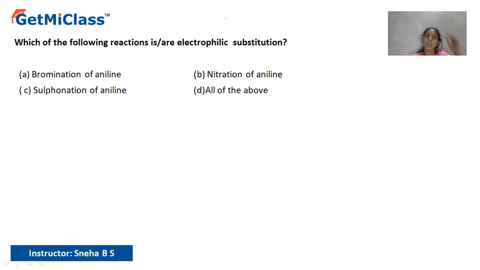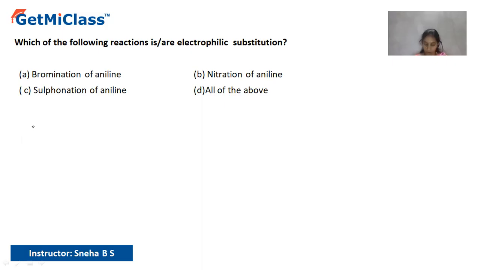So they asked which of the following are electrophilic substitution reactions. Electrophilic substitution reaction means an electrophile comes and attaches to the ring. Here they have aniline, therefore an aromatic ring is there, so the electrophile comes and attaches. So in bromination, option A, bromination of aniline.